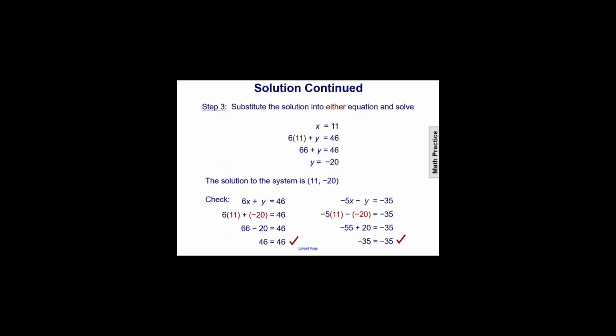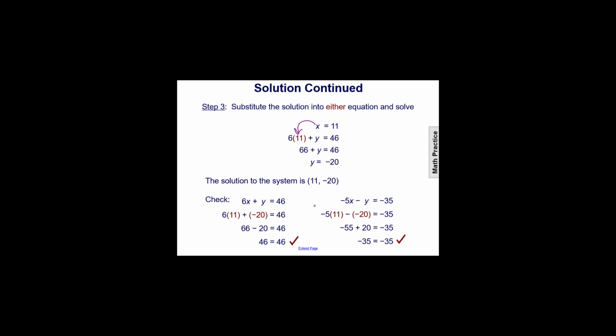Now finally, we can substitute that value we just found into either equation and solve. So we're taking x equals 11 and we're substituting it into the equation 6x plus y equals 46. So then we'll solve for y. 6 times 11 is 66. And subtracting 66 from both sides, we get that y equals -20. So then the solution would be the combination of the ordered pair x comma y. So it would be 11 comma -20.